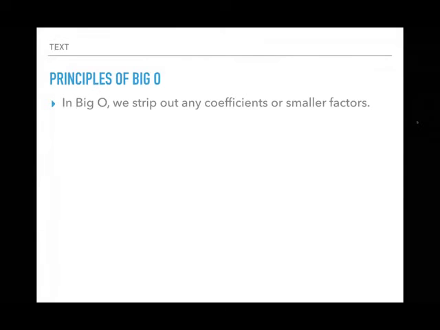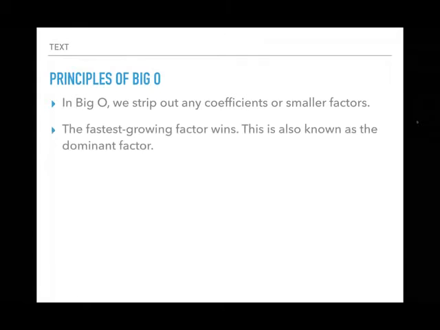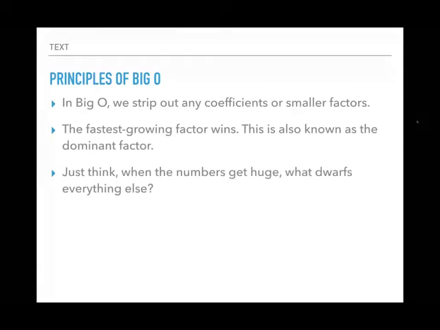So in Big O notation, we strip out any coefficients and any smaller factors. So the fastest growing factor wins. The fastest growing factor is also called the dominant factor because it dominates all the other factors in a polynomial or a non-polynomial. So the easiest way to think about this is, when the numbers get huge, what part of this expression is going to dwarf everything else in how big it is, right? So I'm going to show you a couple examples here.